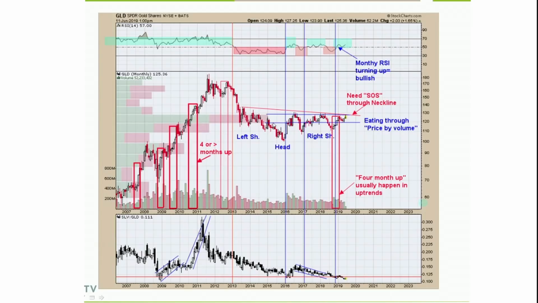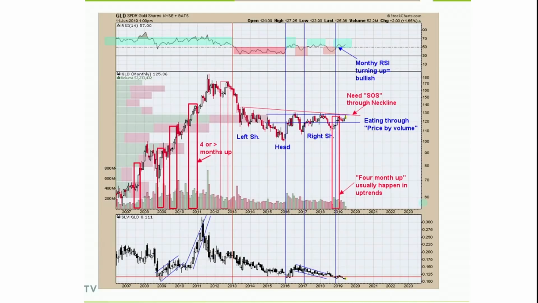If you notice, we're sitting right in that congestion area. So once we get through it, that area should become strong support. So if we punch through to 130, it'll be a long while before we fall back through it again, a long while.